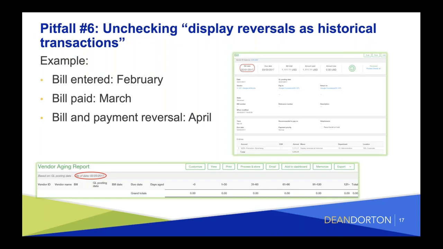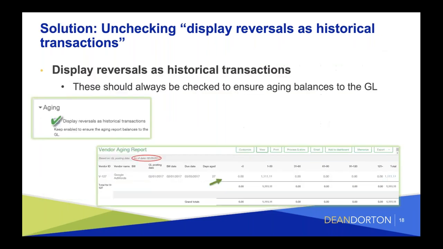Okay. Pitfall number 6 is unchecking display reversals as historical transactions. So a bill was entered in February, a bill was paid in March, the bill and the payment were reversed in April. Okay. Unchecking that box... check the box to display reversals as historical transactions so that when you do reverse these transactions, they are reflected in the aging reports in the proper buckets that they should be reflected in.